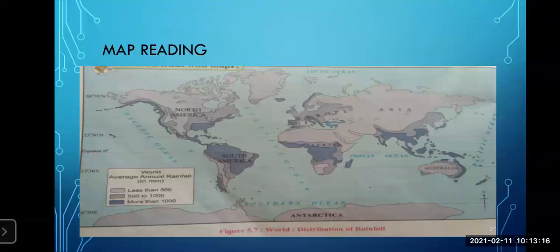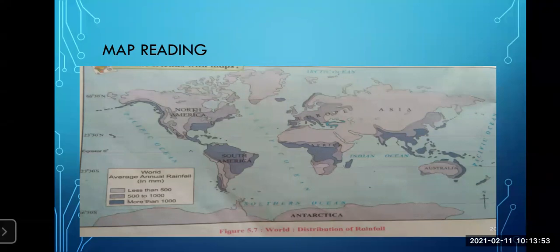Then we'll see the index. What is written in the index? World average annual rainfall in millimeters. Now, always remember the darker shade is used to show the highest value. In the same way, here they have taken from low to high. The lighter shade is less than 500 millimeters. After that, a little darker is 500 to 1000, and more than 1000 is the darkest. In this way, you can use the shades.